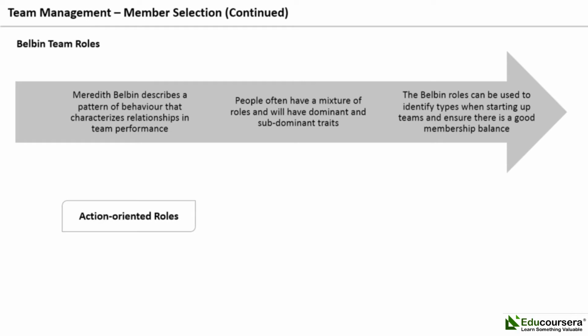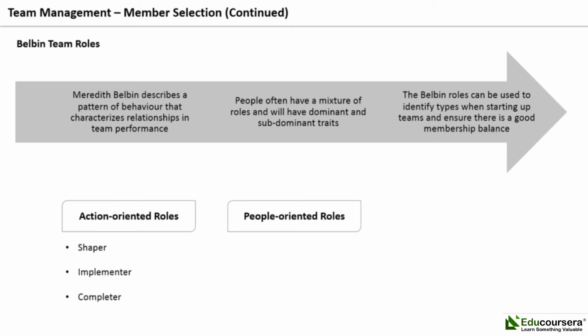Action-oriented roles. Shaper. Shapers are highly motivated people with a lot of drive, energy and need for achievement. They often seem to be aggressive extroverts. Implementer. Implementers are well organised and have practical sense. They favour hard work and tackle problems in a systematic fashion. Completer. Completers have a great capacity for follow-through and attention to detail. They seldom start what they cannot finish.